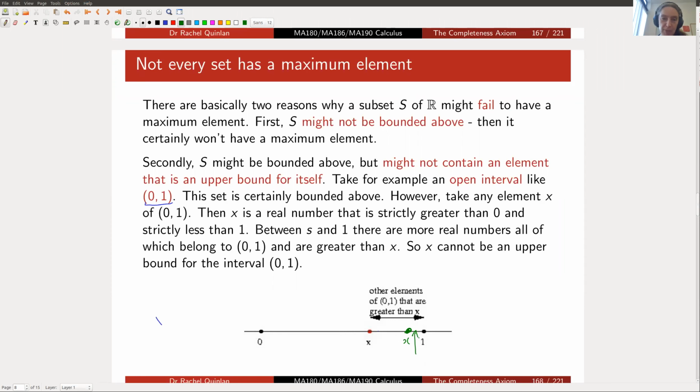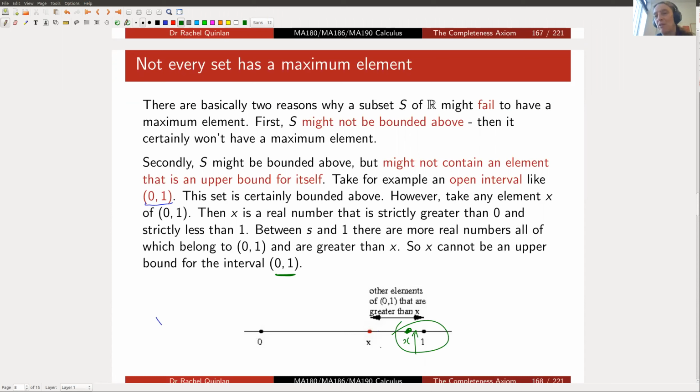So what we're saying here is that no element of that interval is an upper bound for the interval. We're not saying that the interval doesn't have upper bounds. We're saying that there's no real number which is simultaneously an element of this interval, which would mean it has to be strictly less than 1, and which is also an upper bound for this interval. Because if you take any element of that interval, it looks like this.